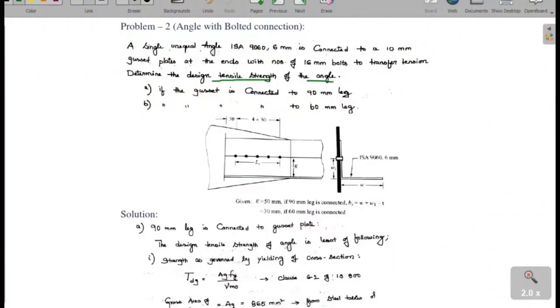In this video, let us solve one more problem on the calculation of design tensile strength. In the previous problem, we considered a rectangular section as a member, and here let us solve one more problem on the angle section. There are two cases here, and a single unequal angle. Unequal angle means this leg and this leg, both these legs are not of the same length.